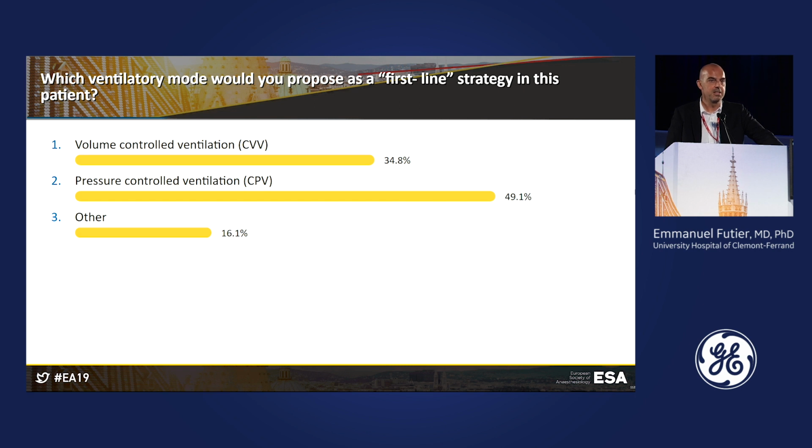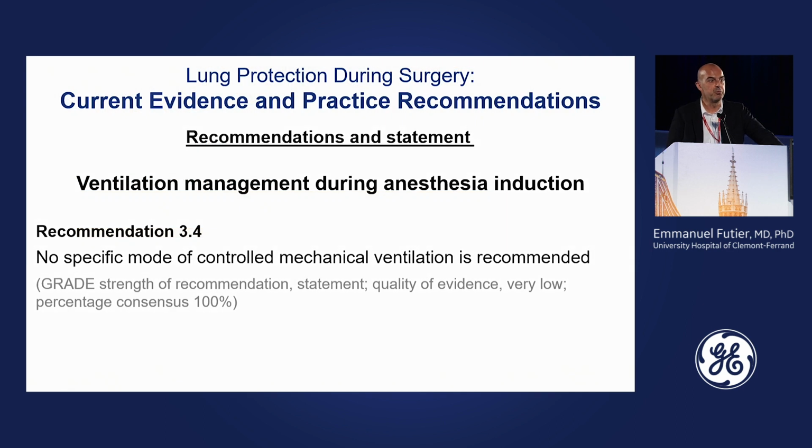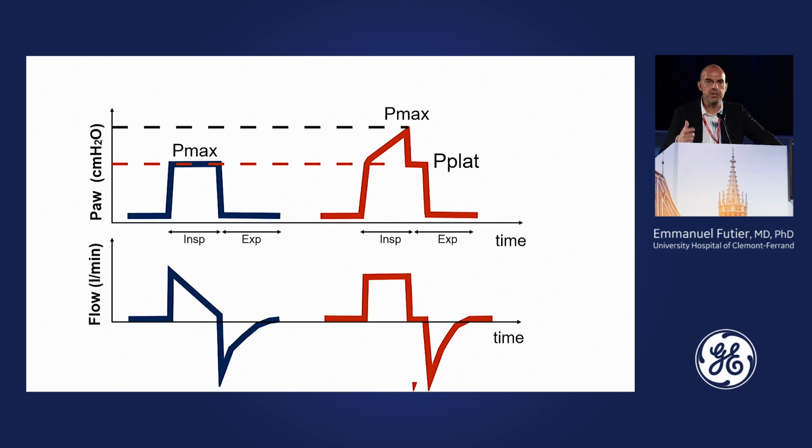Okay, interesting. 16% will propose other modes. I don't know exactly which mode it is, but 16% other. So the recommendation is that there is no specific mode to promote or to recommend during mechanical ventilation in daily practice for patients during surgery. There is a common misunderstanding between pressure control and volume control, because some physicians consider that the pressure will be lower in pressure control than in volume control, but in fact, for the same level of assistance, the level of pressure is exactly the same. So some people consider that we should apply pressure control rather than volume control ventilation, but in fact this is exactly the same. So no reason to promote one specific mode over another.